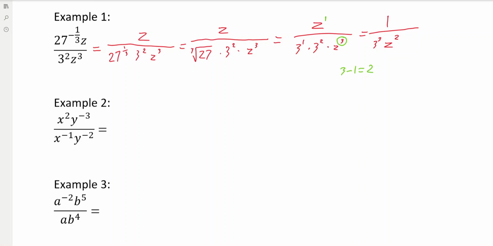a 1. And then we can rewrite this one more time because the 3 to the 3 can actually be simplified to 27. So this final answer looks like that. 1 over 27 z to the 2.